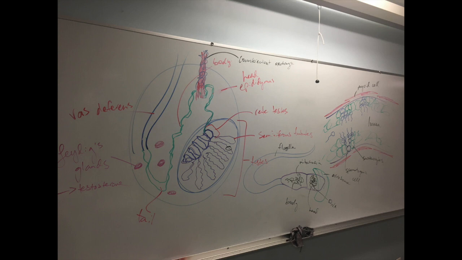When it's time for them to leave the body, you'll get smooth muscle contractions. This tube is much thicker, and it's made out of smooth muscle. You'll get peristaltic contractions, which are rhythmic waves of contractions that propel the sperm out of the testicle and outside of the body. So the sperm don't swim out of the body, they get propelled through rhythmic contractions in the vas deferens.